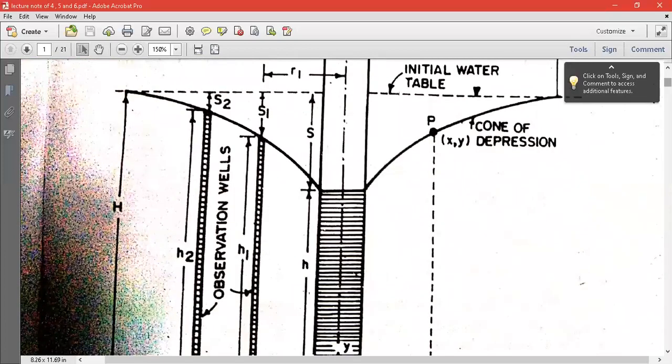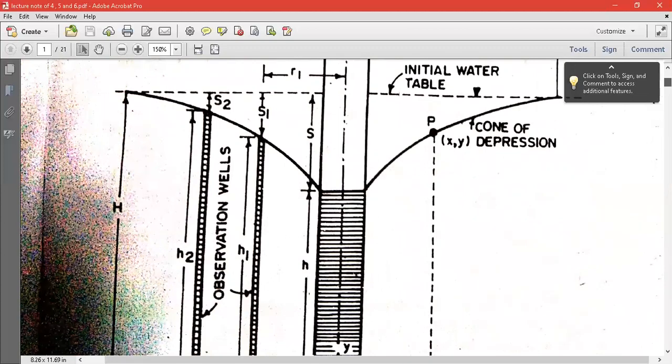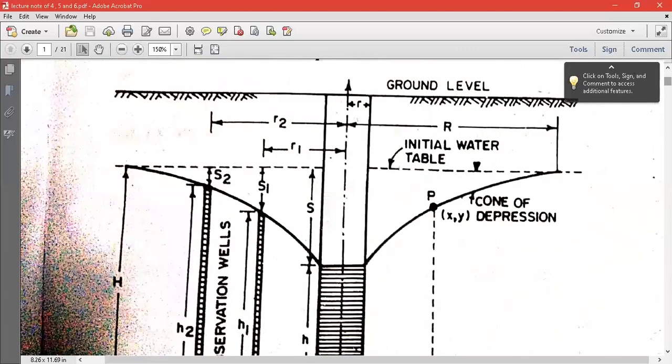Here we have also seen two test wells inserted, for making field observations at intermediate points at distances r1 and r2. Two observation wells have been inserted, where we can see that at a distance r1 from the well, the drawdown is S1, and at a distance r2, the corresponding drawdown is S2, that we have observed.